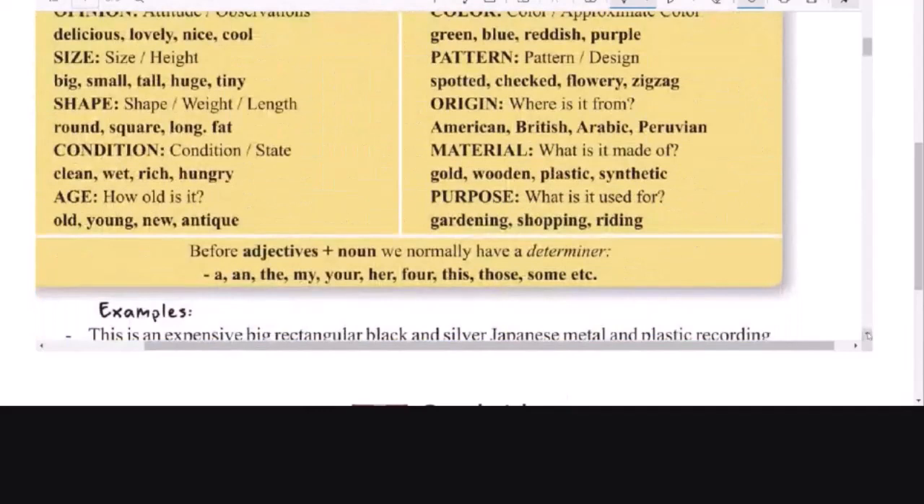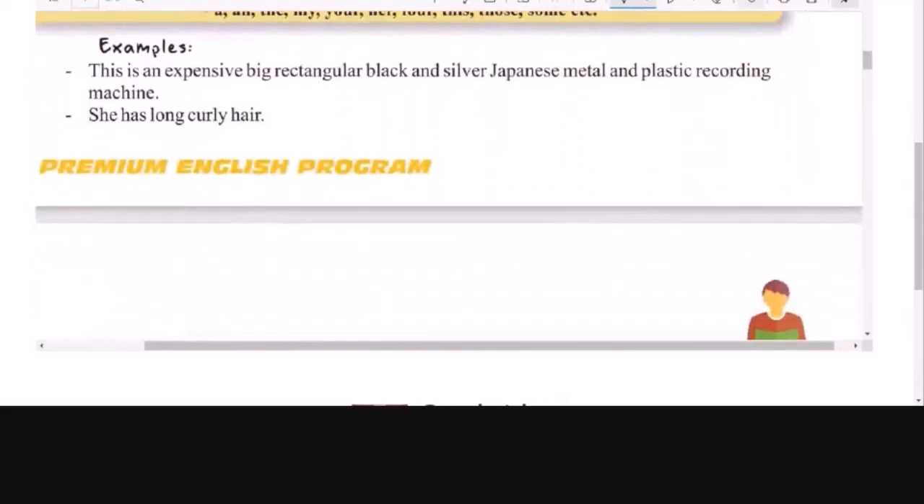I think we can do some exercise with this. And here's just the description, like we talked about. What is it used for? The purpose. What is it made of? The material. Obviously, we went over this. We have the examples there, so could you read these two examples, please?